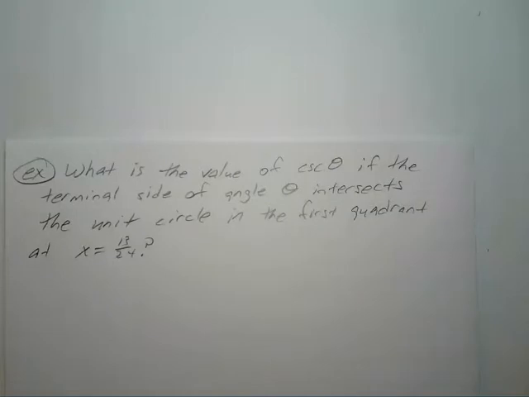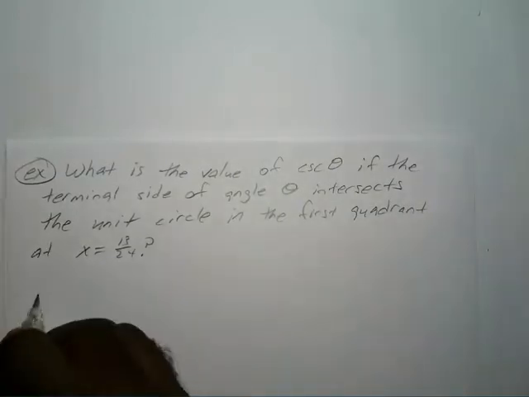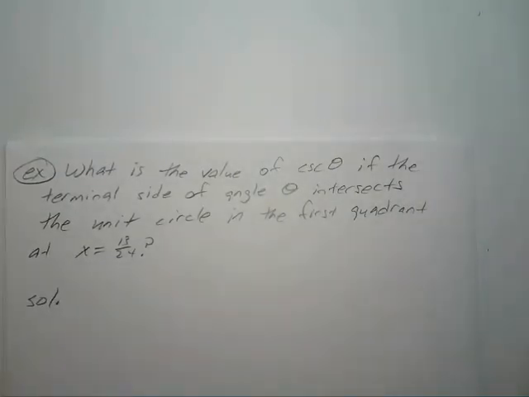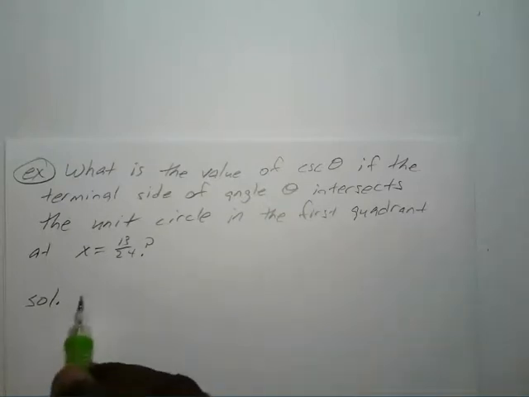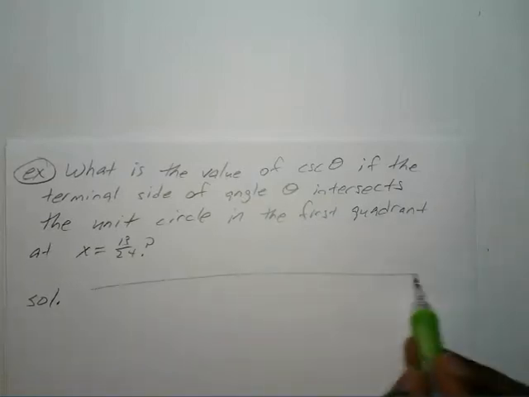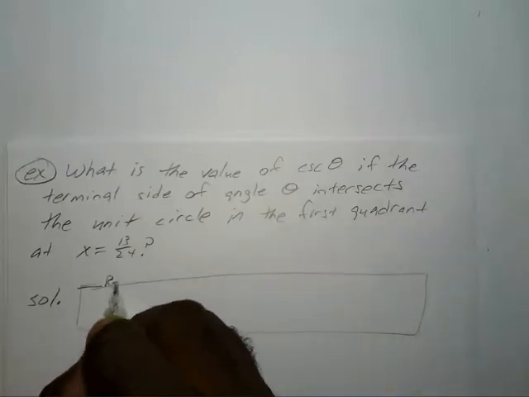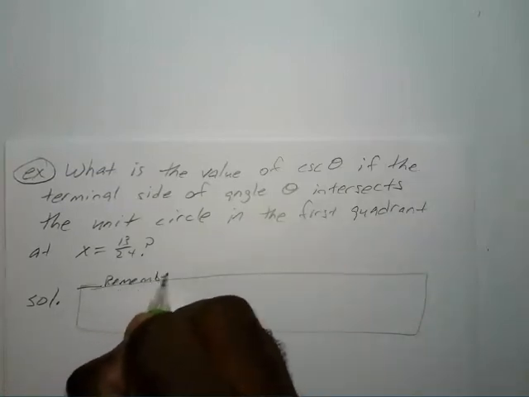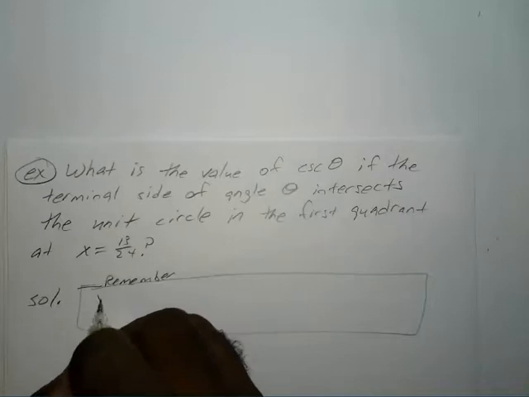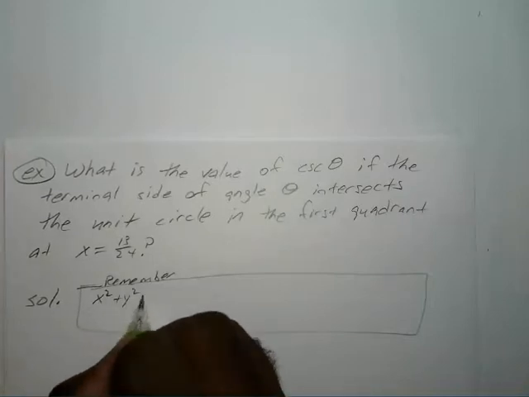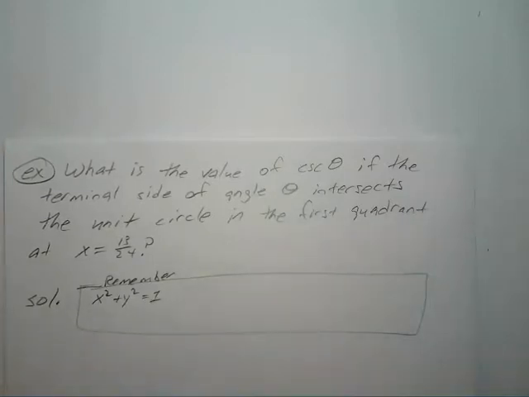All right. So, how do we solve this one? Well, the one thing you want to remember, well, actually a couple of things you want to remember. So remember that on a unit circle, x squared plus y squared equals 1.